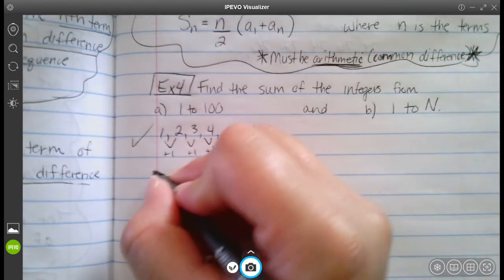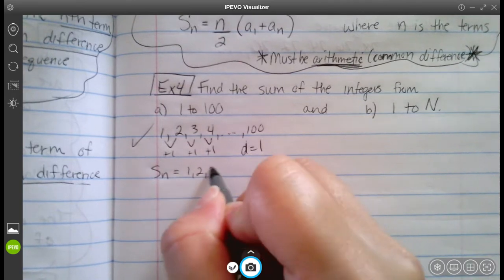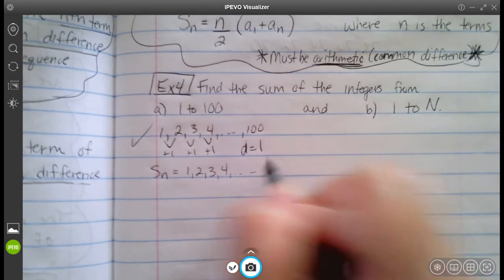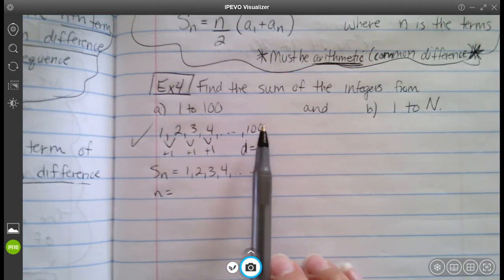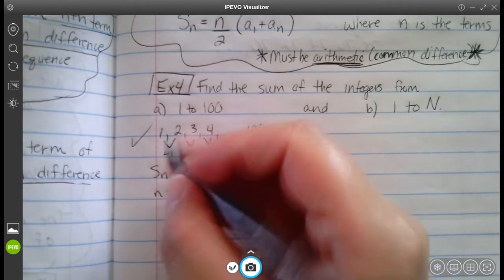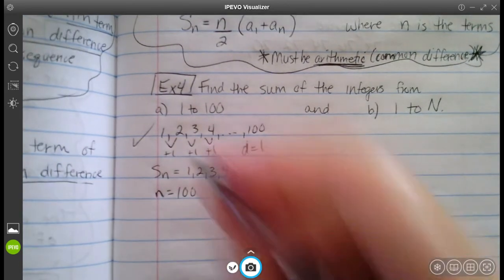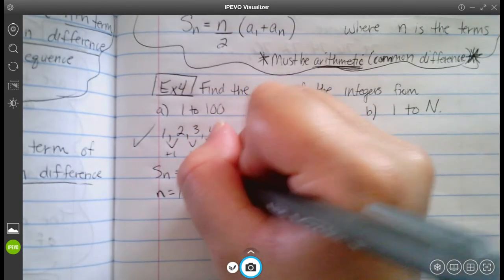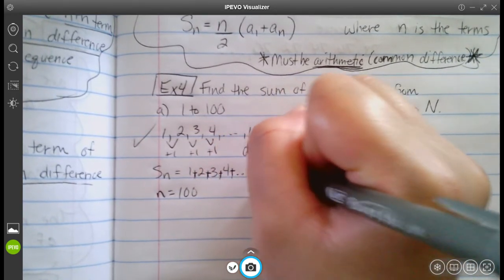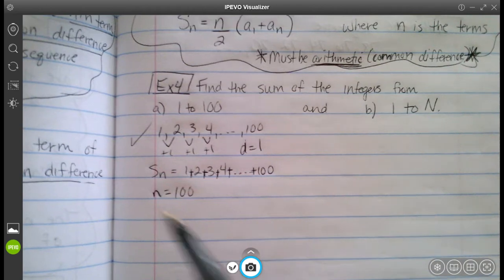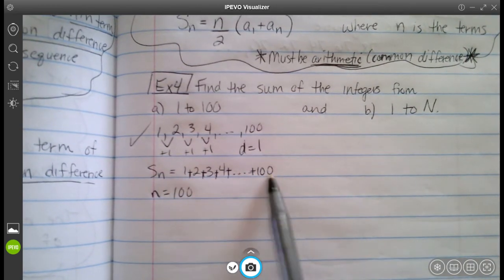So let's see. Well, S of n is just this. So S of n is my sequence here, okay? n is going to be equal to the number of terms, so up to 100. So n is 100. And oh, actually, I'm sorry. S of n is the summation. I meant to put pluses here, all the way to 100. There we go. Because we're looking for a sum, not a list here. So S of n is the sum of 1 plus 2 plus 3 plus 4 all the way to 100.